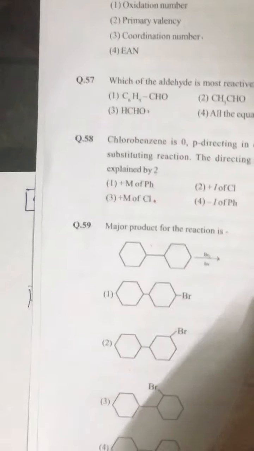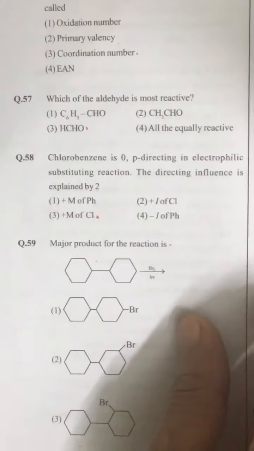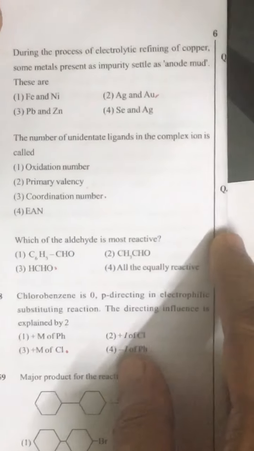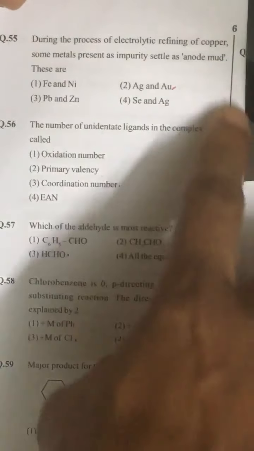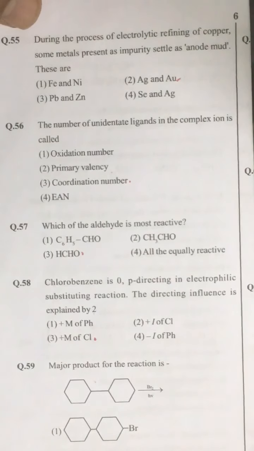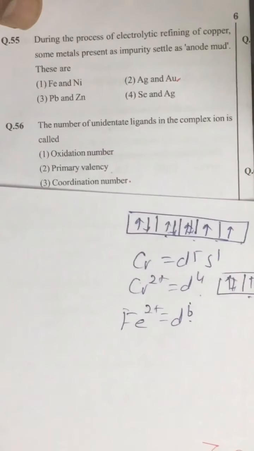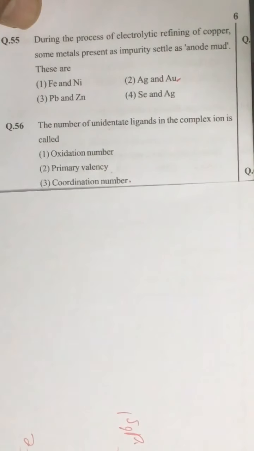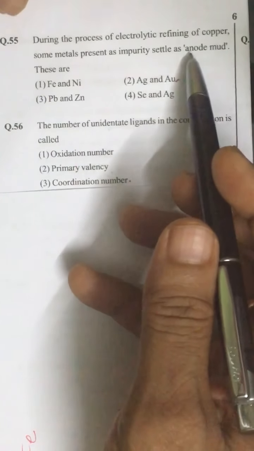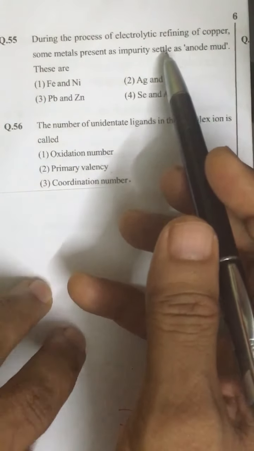Look at question number 5.5. During the process of electrolytic refining of copper, some metal present in impurity settle down as anode mud.